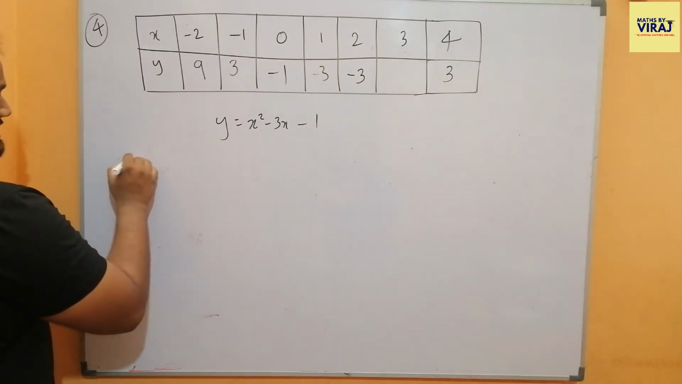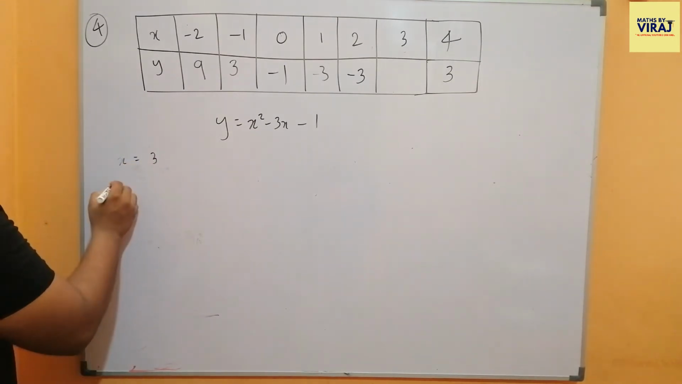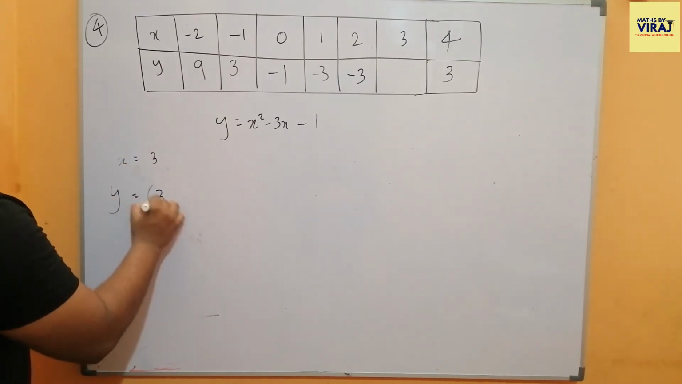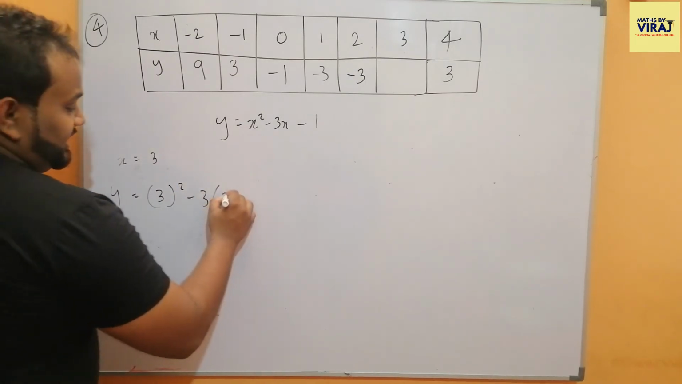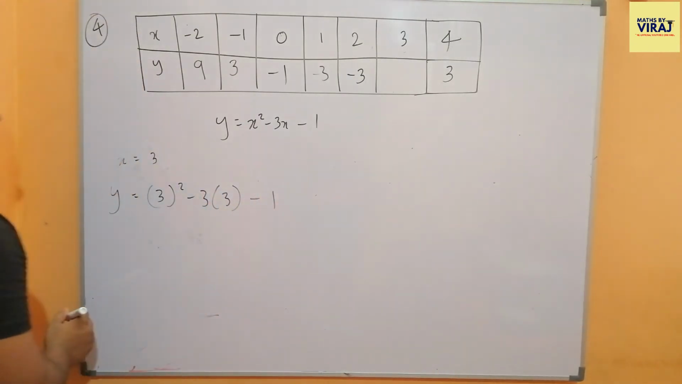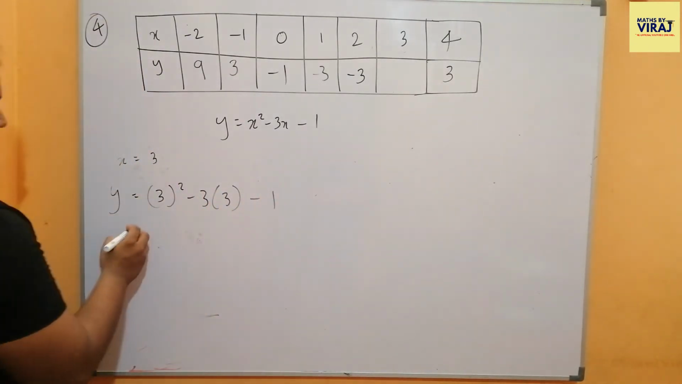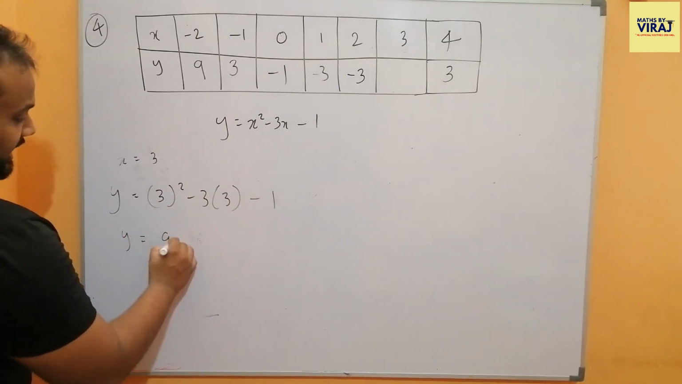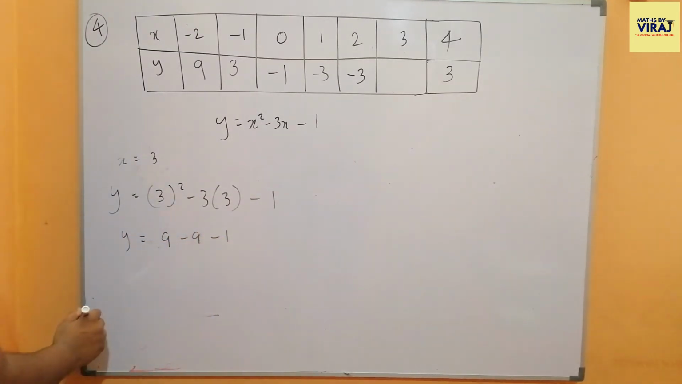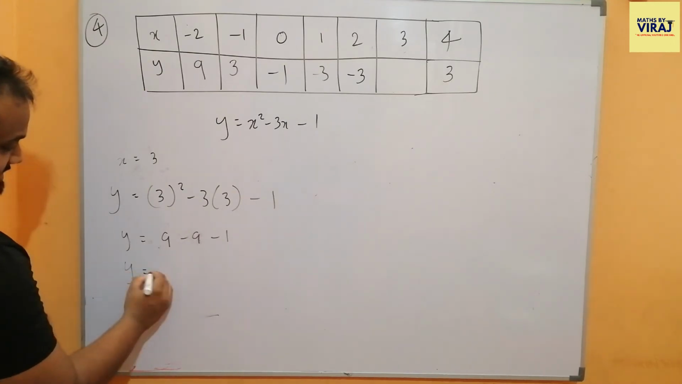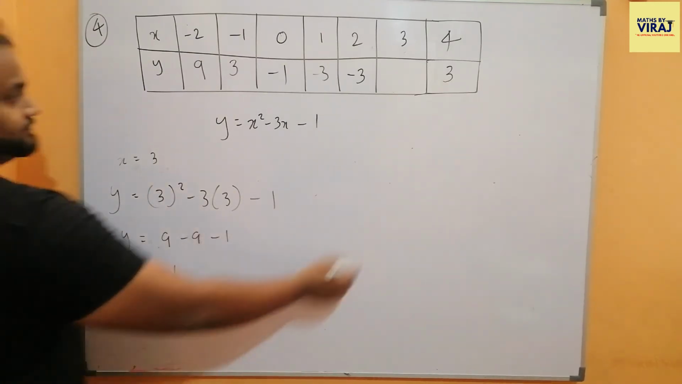Similarly, again, when x is equal to 3, the y value will be y is equal to 3 squared minus 3 times 3 minus 4, which gives us the answer y is equal to 9 minus 9 minus 4. The answer is y is equal to minus 4.